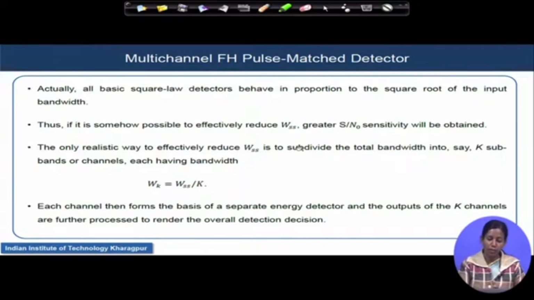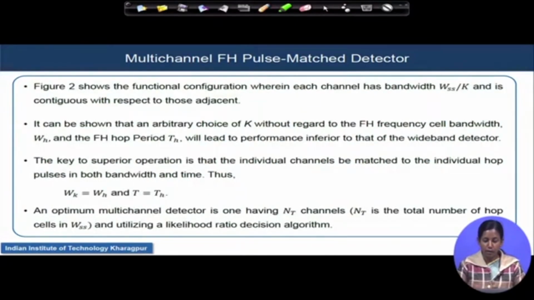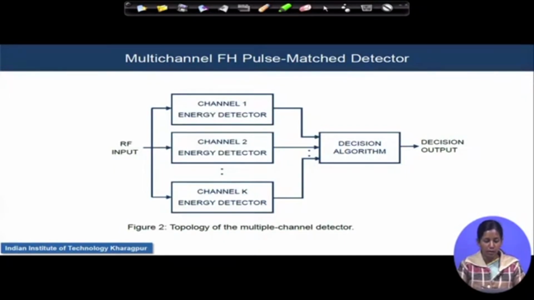Once we divide the wider bandwidth over the sub channels and devise independent detectors over these independent sub channels, we have a multi-channel frequency hopped pulse matched detector kind of architecture. Let us see first the architecture of such detectors. So this was the RF input, and we have divided the whole WSS bandwidth.